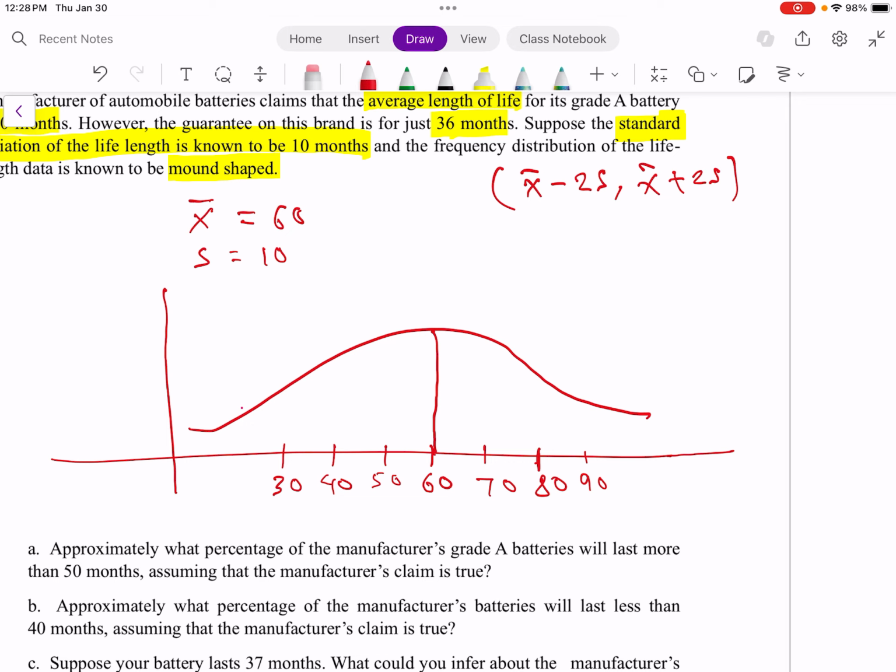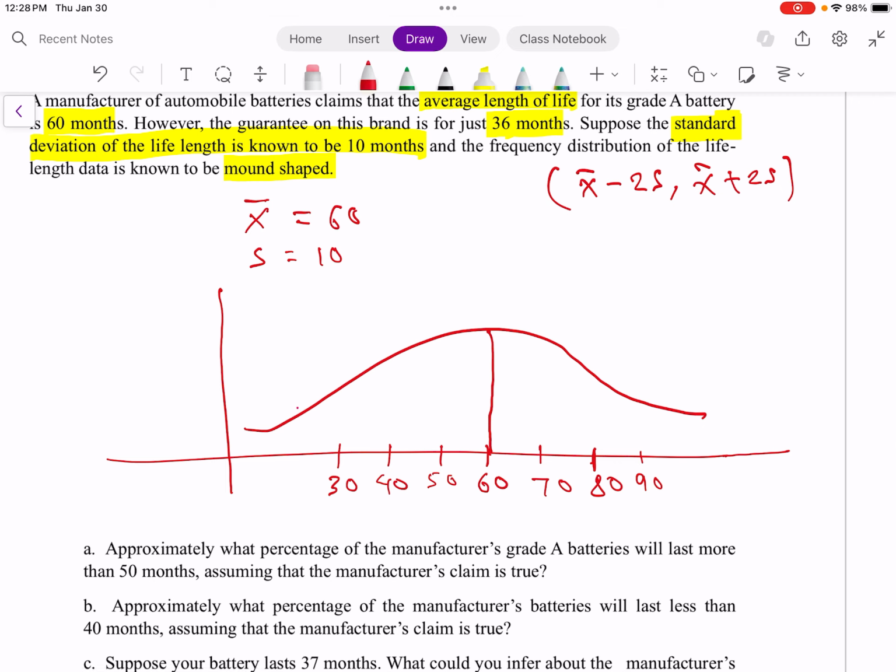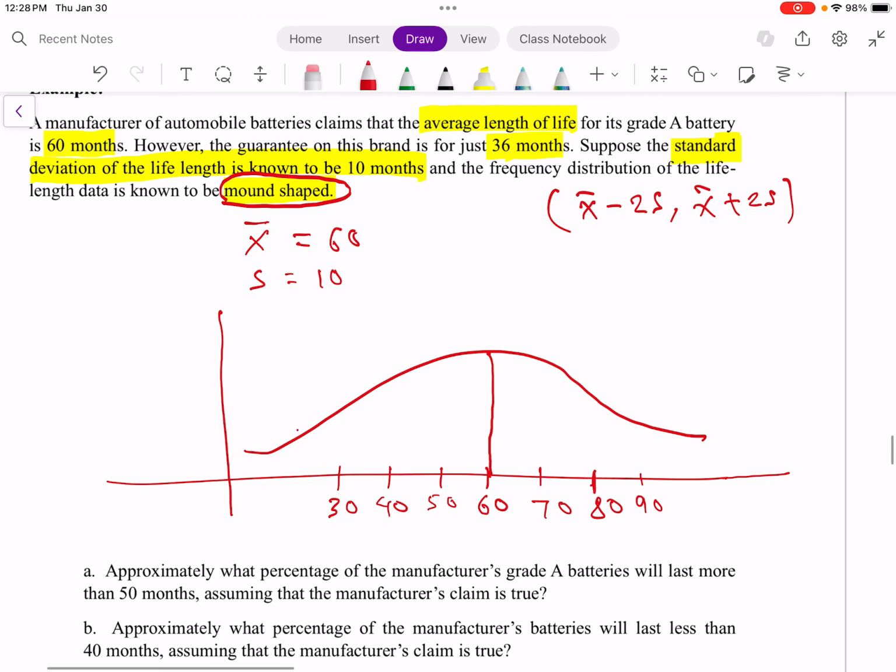Do you all understand how we have a bell shape here? What was the keyword they used here? How did we know that this curve is going to be bell shaped? It mentioned mound shaped. Okay, so because this is mound shaped or symmetric, we are using a bell shape here. Our data is symmetric.